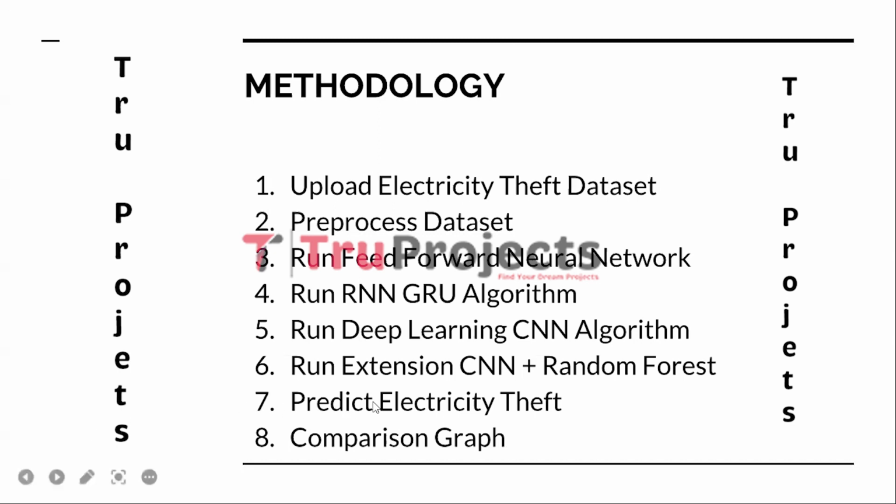And the seventh module is Predict the electricity theft. In this module, the test data is uploaded and the extension algorithm predicts whether the test data represents normal electricity consumption or contains theft signatures. And the final module is Comparison Graph. This module is responsible for generating a comparison graph that showcases the performance of all implemented algorithms. The graph helps to visualize and compare the accuracy of each algorithm in detecting electricity theft. By utilizing these modules, the project aims to produce a comprehensive solution for detecting electricity theft.